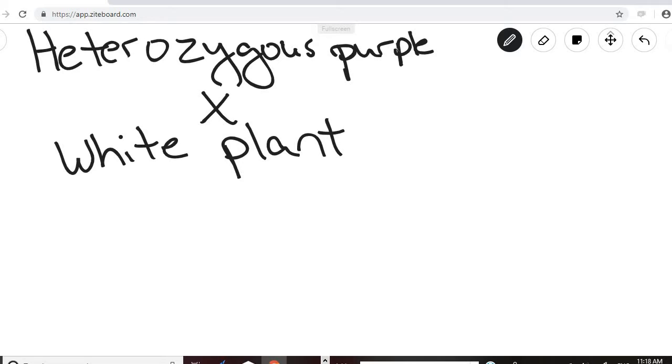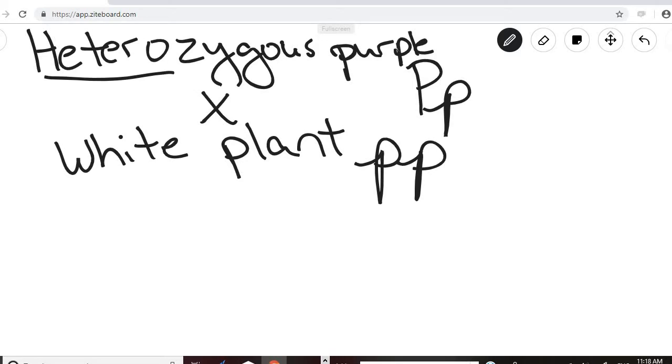Okay, so the first thing you have to do is figure out what the genotype is for each type of plant. Well, heterozygous purple. Heterozygous means the two letters are going to be different, and it's purple, so it's going to have the dominant expression, but it's heterozygous. So it would be a capital P, lowercase p, and then white. White has to be homozygous, and it has to be homozygous with the lowercase letter. Okay, so then we draw our Punnett square.